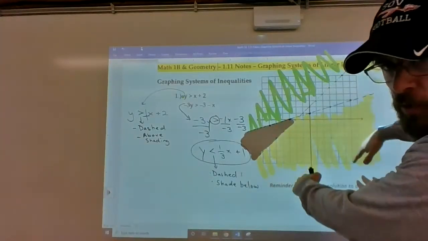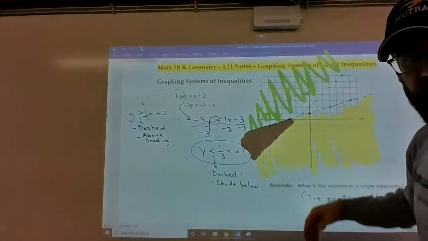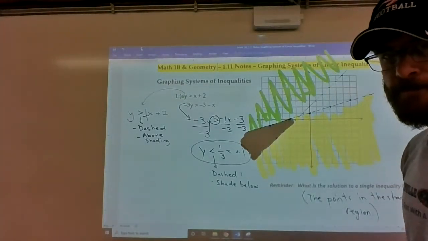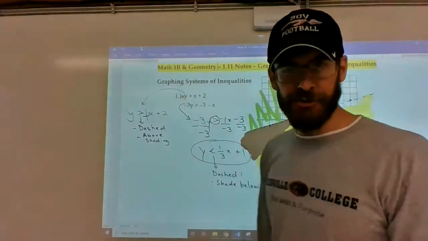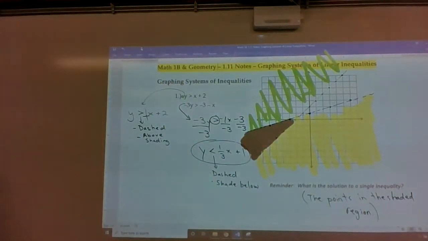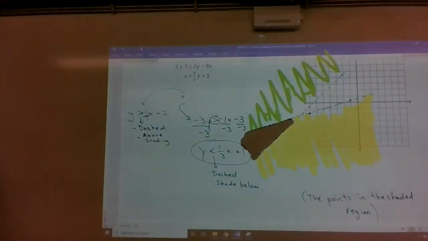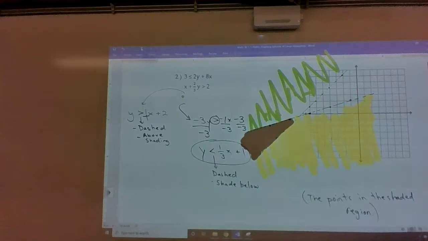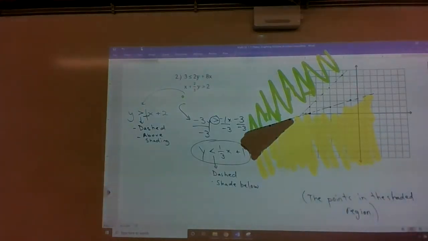Technically, all this yellow over here and all this green above there is no longer a part of the solution. It's this. Interesting, perhaps. So that's the solution to 2 inequalities. Let's try one more example and see if you guys made sense of this.